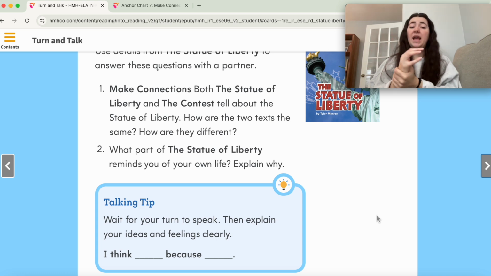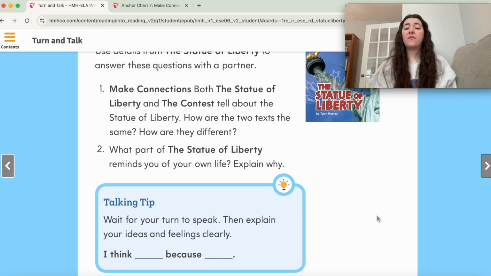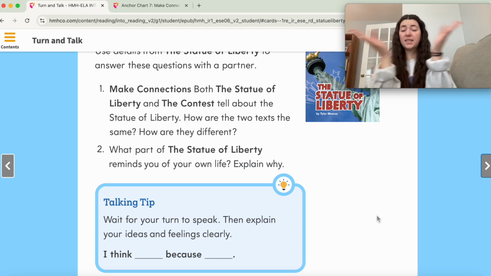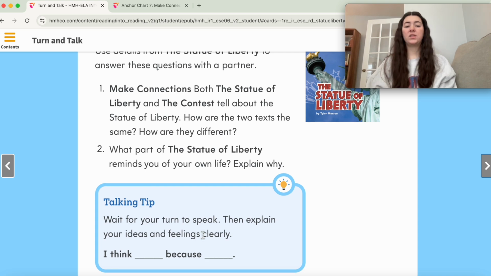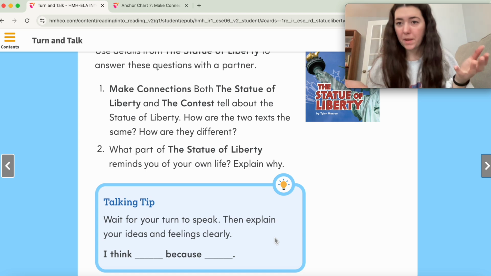Or you can describe what part of the Statue of Liberty reminds you of your own life. So you can either do text to text and make that connection, or talk about how the Statue of Liberty reminds you of your own life, but make sure you explain why. So here it says, I think blank because blank. And there will be a paper for that too.